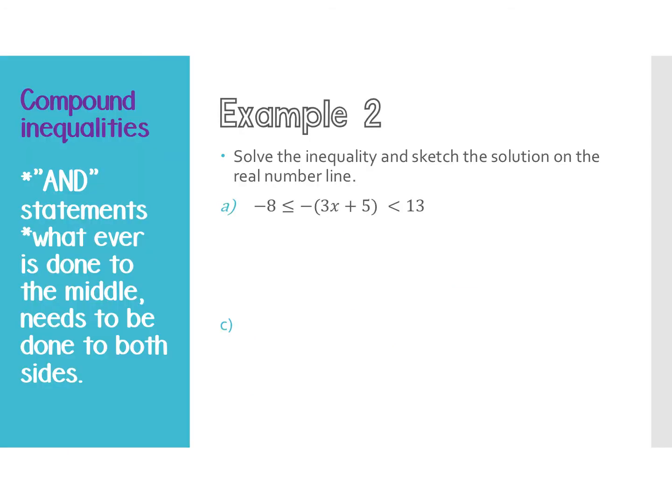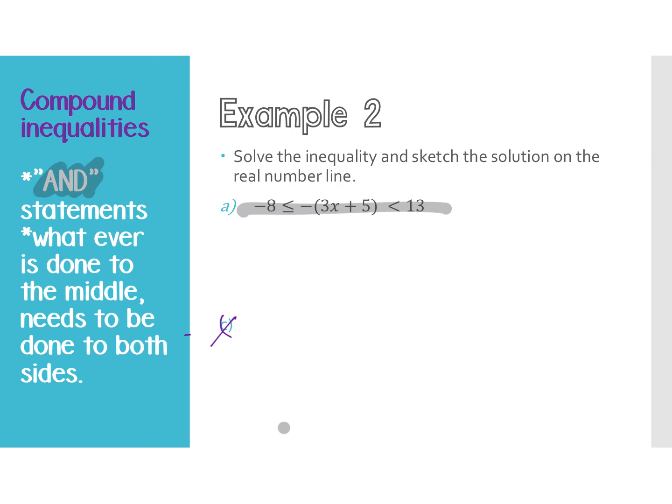All right. Now we're dealing with compound inequalities. So compound inequalities are ones that have two inequality symbols. If the expression is on the inside and the two inequalities are on the outside, this is read as an and statement. So the one that is there is negative 8 is less than or equal to negative 3x plus 5, which is less than 13. This is one and statement, okay? Whatever you do to the middle has to be done to both sides.